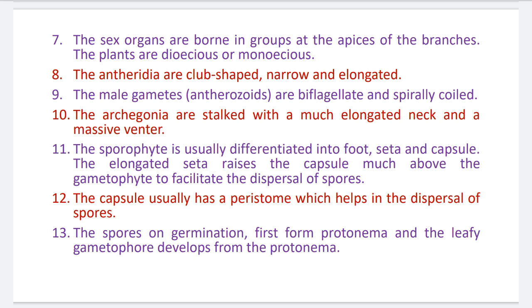Number 13. The spores on germination first form a protonema, and the leafy gametophore develops from the protonema. This characteristic we already discussed at the beginning of Bryopsida. At spore germination, it produces the protonema, and later the protonema produces the gametophytic plant body, which is erect as well as leafy.